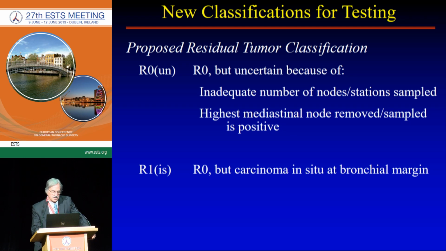There's also a definition of the highest mediastinal node removed or sampled is positive. So that is in this definition. So I think that is what the team was thinking of when they said this is uncertain. I think you could argue a little bit about whether it was a complete lymphadenectomy, but I think that's not really part of the stage classification. If I stick to the stage classification of what's written in the TNM book, I think you could actually argue with those two answers that R0 or R uncertain, both could be viewed as correct.